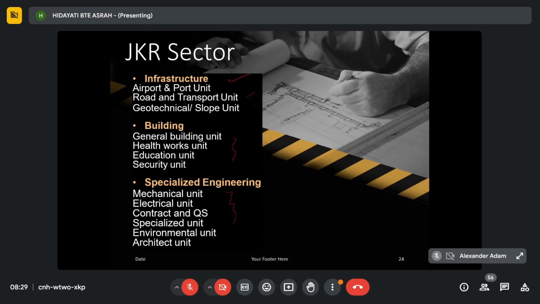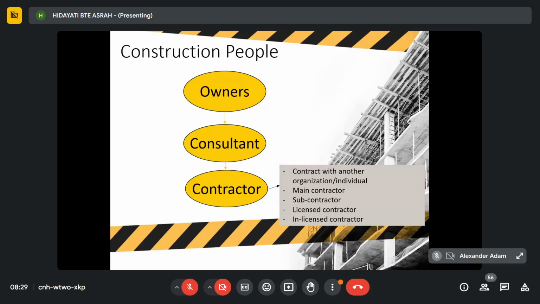Okay. So next is the contractor. The contractor is the last person in the construction industry. Usually, after the building permit has been issued by the authority, and after the consultant has already prepared the tender document, specification, and all of that, it will then be awarded to a contractor. So from owner to consultant, from consultant to contractor.